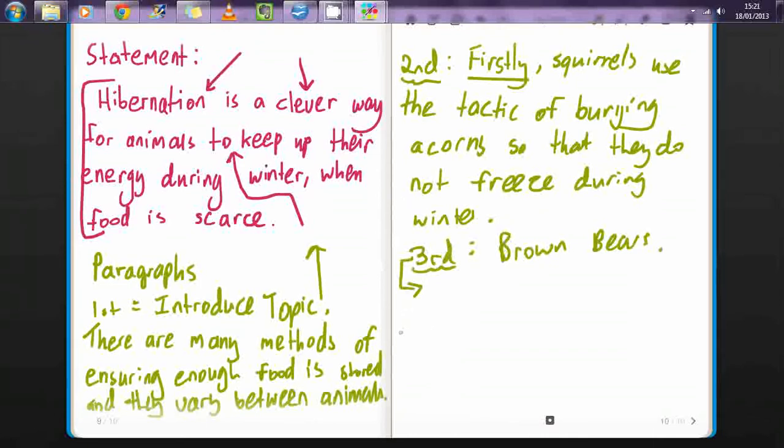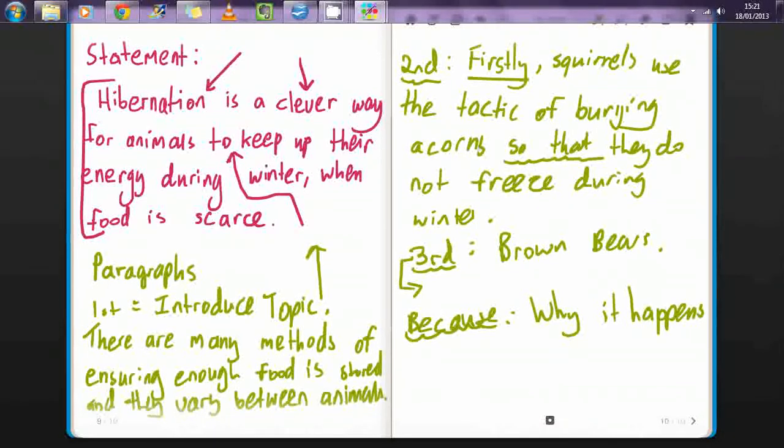Now, apart from that, which is the way paragraphs are used in explanations, an explanation should also use explanatory connectives, right? So you know what explanatory connectives are? They are words like because, which tell us why something happens. So now there's an explanatory one there. That's another example of an explanatory one. Okay, because could have been used there too. Could have been tactics of burying acorns because they do not freeze, because then they do not freeze during winter.